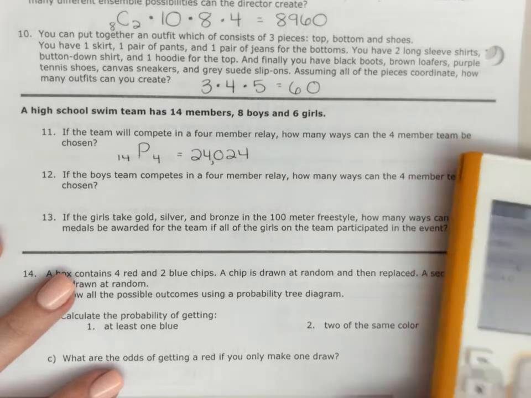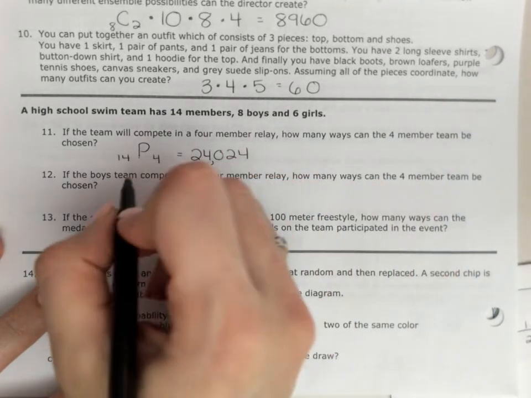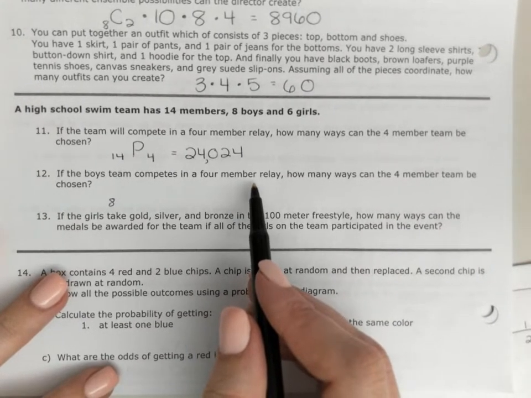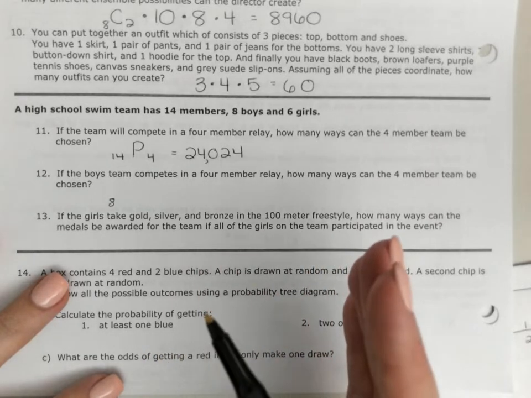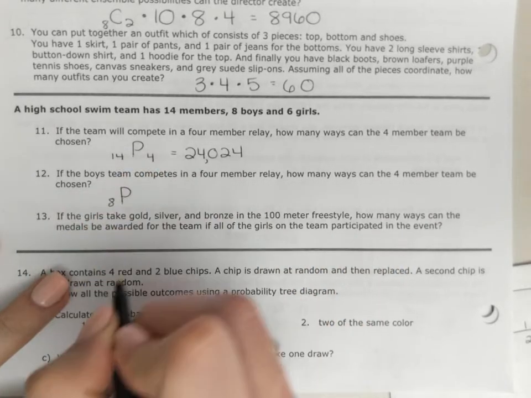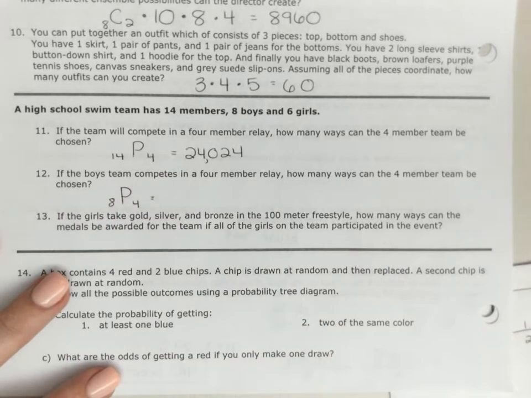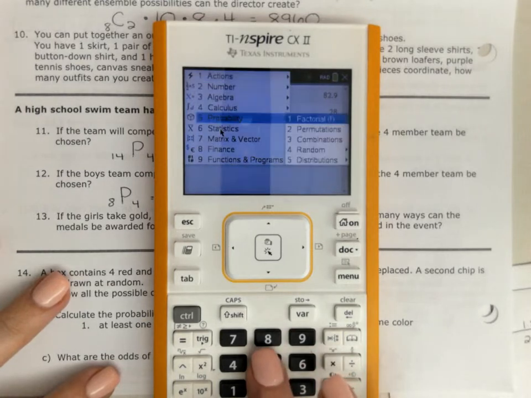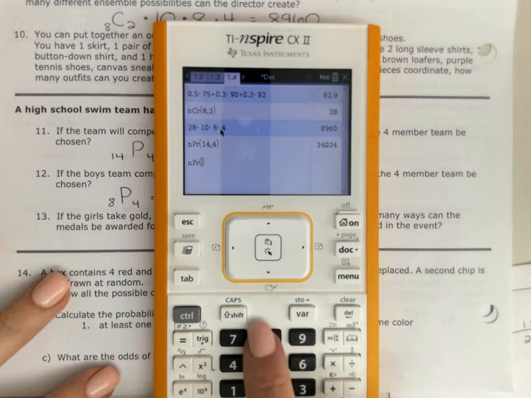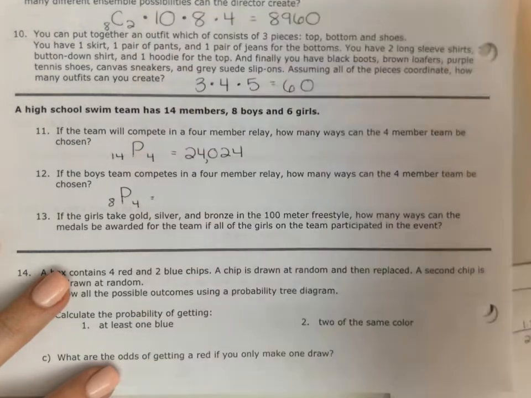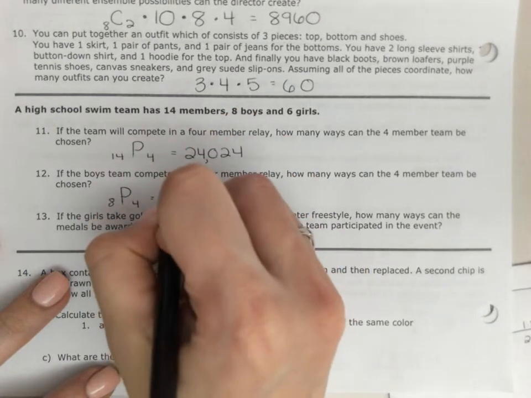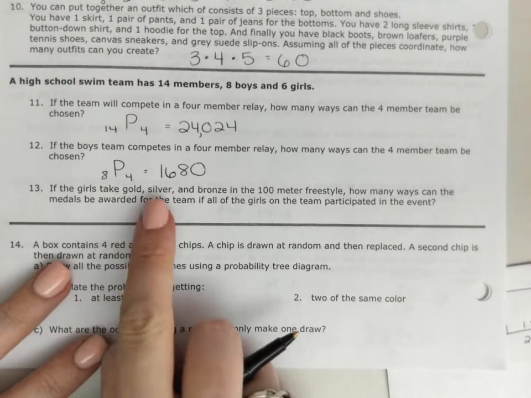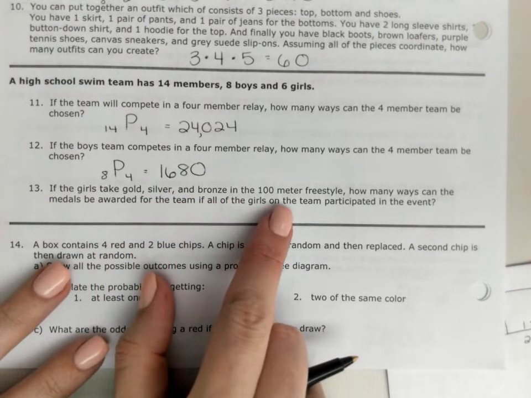If the boys team, so now we're only considering the boys, which is 8 of them, compete in a 4-member relay, how many ways can the 4-member team be chosen? So again, you're assigning each person a specific order because it's a relay, so it's a permutation, and we're selecting 4 people. So we do Menu, Probability, Permutation, and it's 8, 4. 1680.